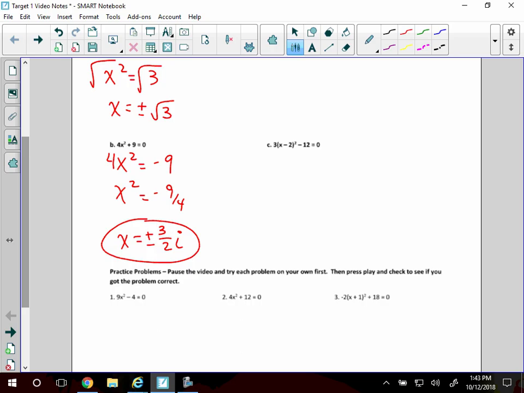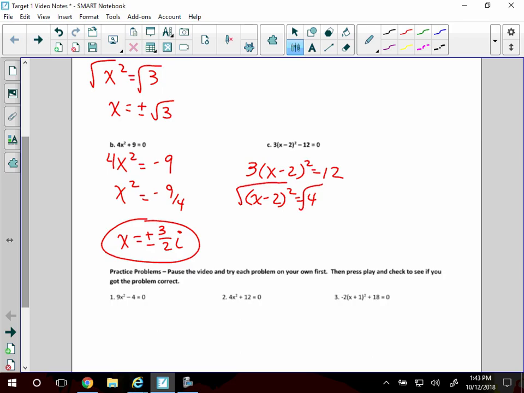Now C is a little bit different. Now I have a quantity that's squared. It's in parentheses. The procedure is still the same. You want to get that squared quantity by itself. So first I'm going to add 12 to both sides. Then I'm going to divide by 3. So now I have that squared quantity by itself, so now I'm going to square root both sides.